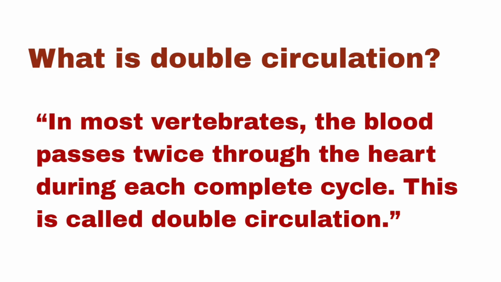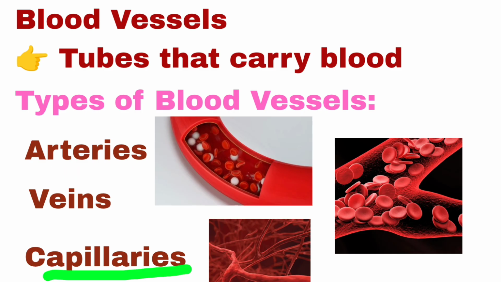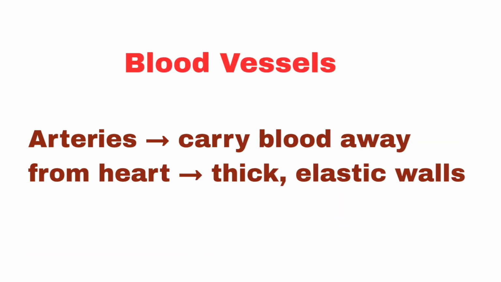And now that we have learned about the heart, let us now look at the tubes that carry blood. And the tubes that carry blood are called blood vessels. And there are three main types of blood vessels. They are arteries, veins, and capillaries.